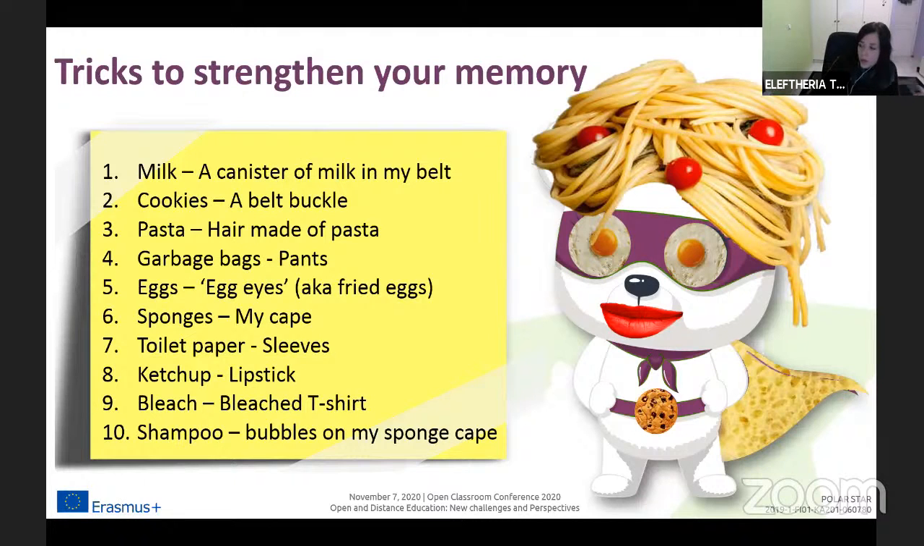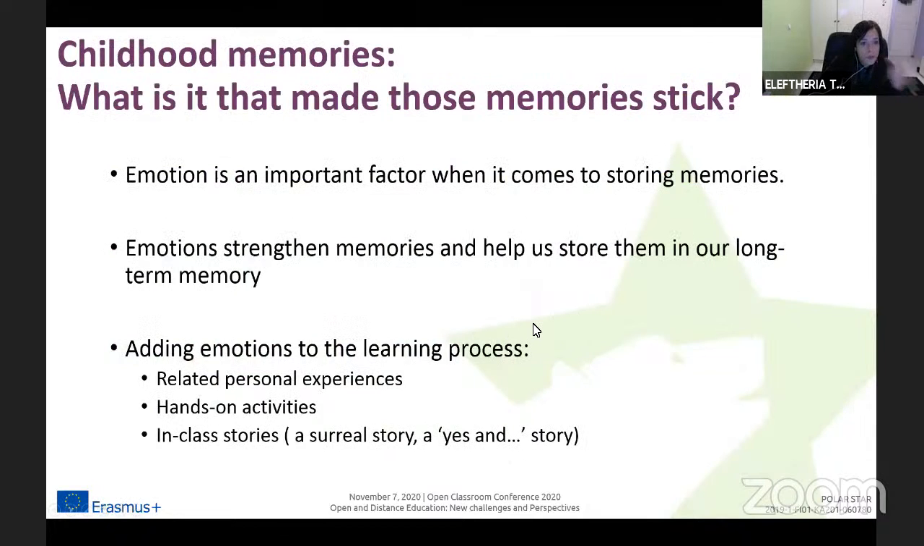And moving on to the second question that we had, the childhood memories, and what it is that made these memories so strong? The basic answer here is emotion. It's an important factor when it comes to storing memories. It's one of the tools that our brain uses to move things from the working memory to our long-term memory.